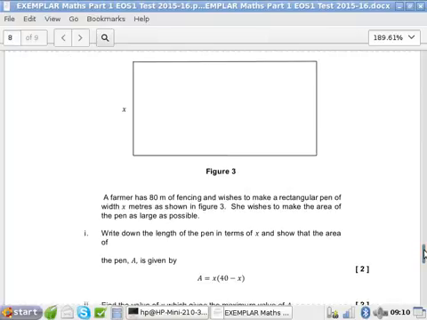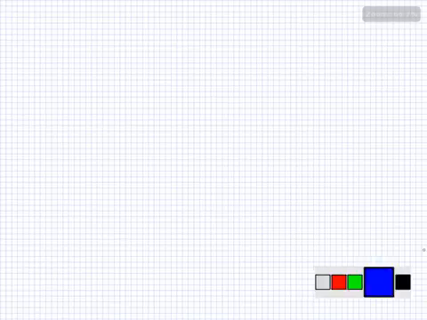So the first thing you have to do down here was get the formula for the area, and they tell you that it should be x times 40 minus x. So let's have a look at doing that. Five A part 1.